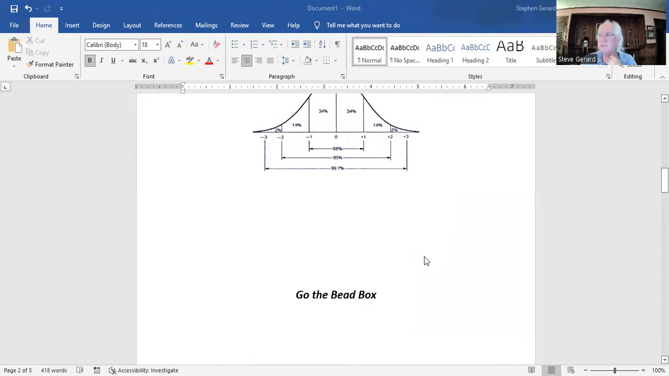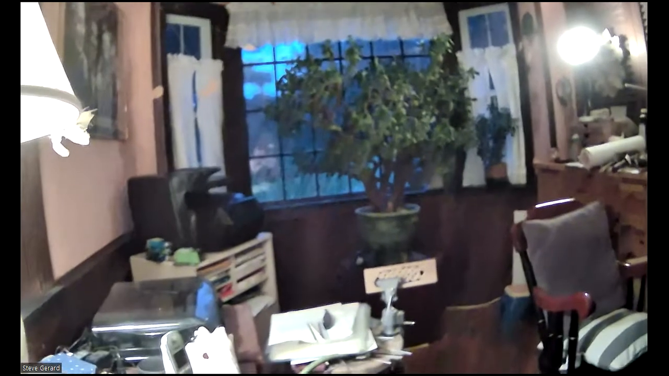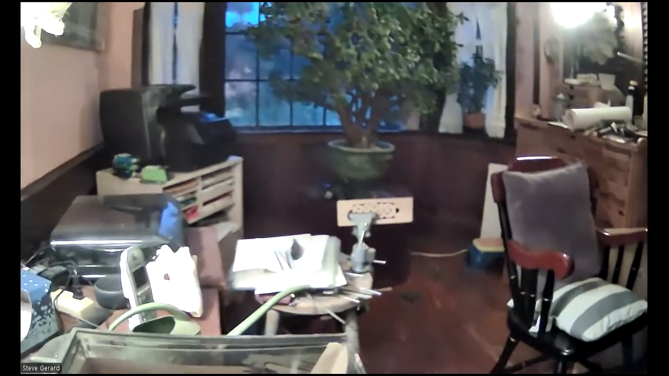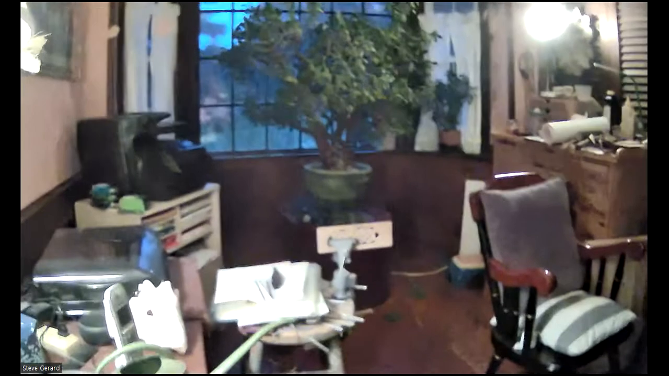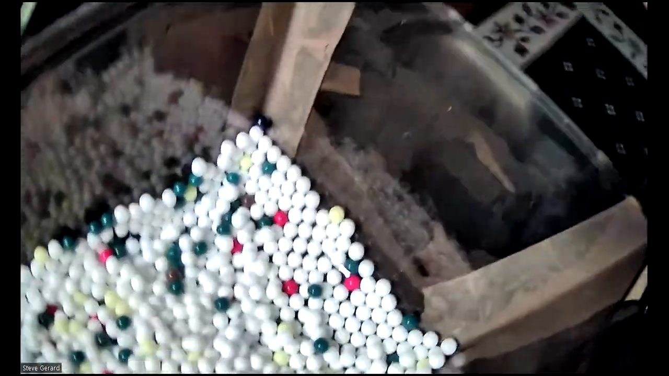Let me go to my bead box here and see if I can pull this off. What I'm going to do is stop sharing. I'm going to see if I can take my camera here. You get to see my jade tree. I've had that jade for almost 50 years at this point. It's an old jade tree. Over here, let's see if I can get a picture.